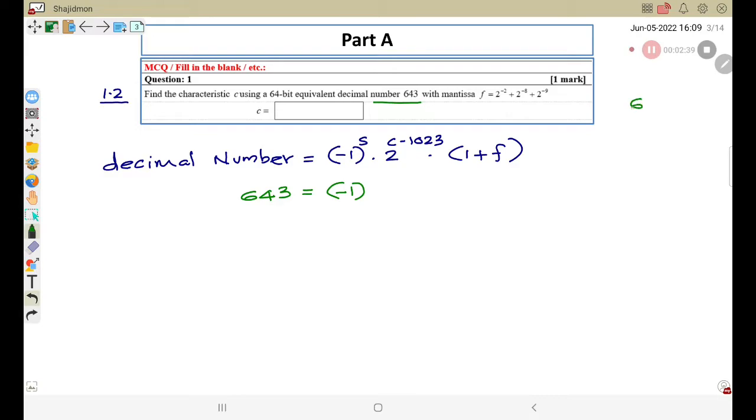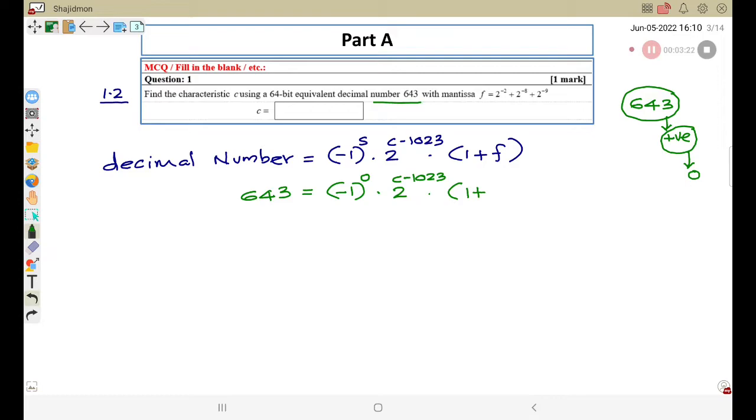Because here the decimal number is 643, this is a positive number, correct? Number positive means s equals 0, and number negative means s equals 1. So s equals 0 here because the number is positive, multiplied by 2 power (c minus 1023), where c is what we need to calculate, multiplied by 1 plus f. The f number means 2 power minus 2 plus 2 power minus 8 plus 2 power minus 9.